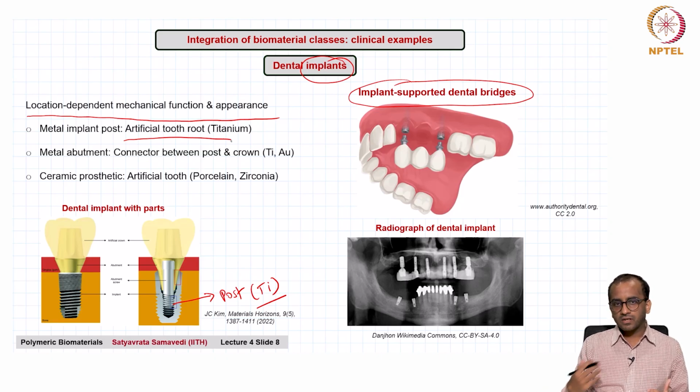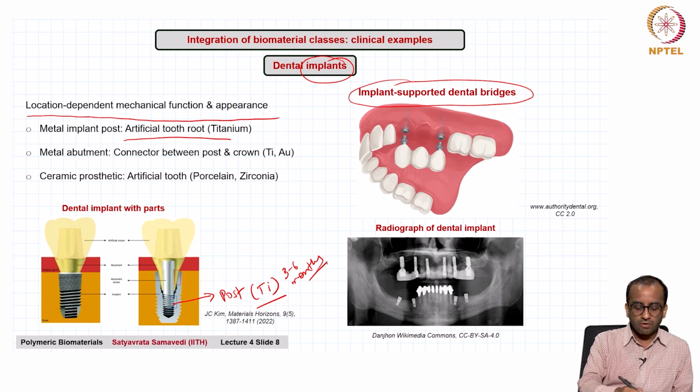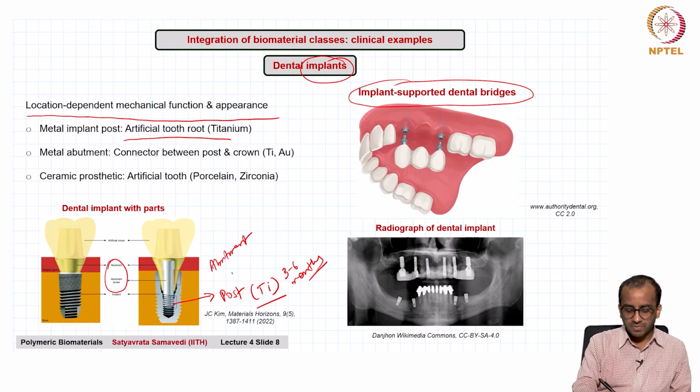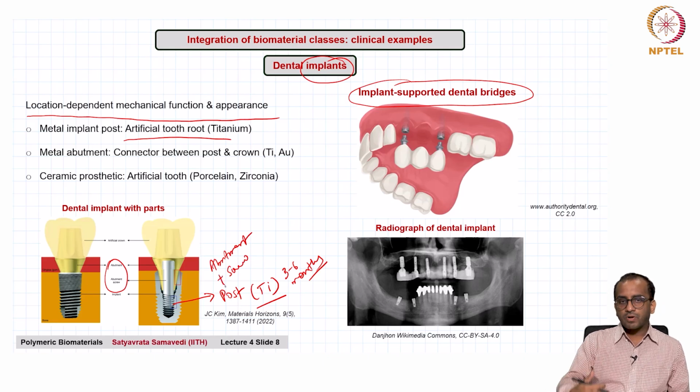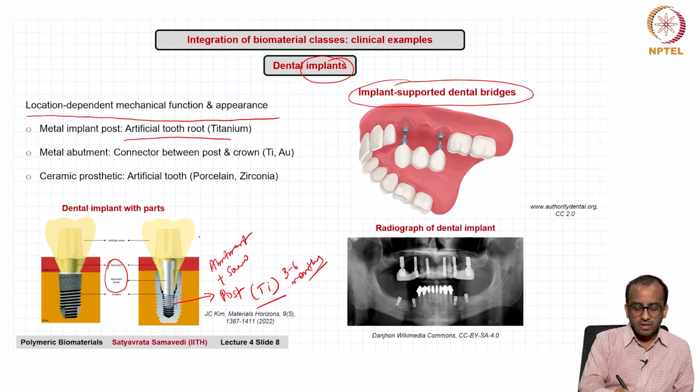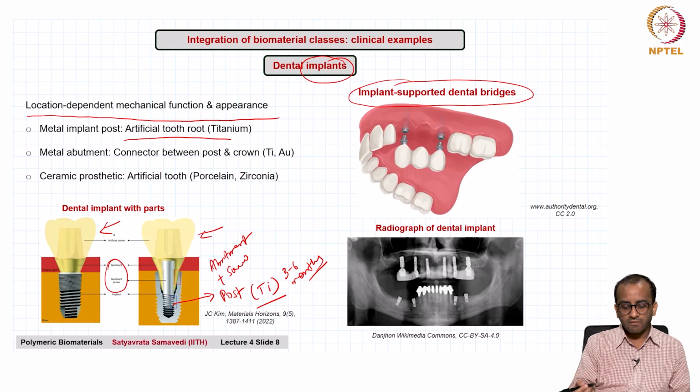Now, this is a surgical procedure that requires a trained surgeon to implant it, and this is going to take anywhere between 3 to 6 months to fully integrate and set inside. Thereafter, it is followed by an abutment screw and the abutment itself, which also has to be locked in place and that has to set, following which you have the artificial tooth itself, which is a ceramic prosthetic.